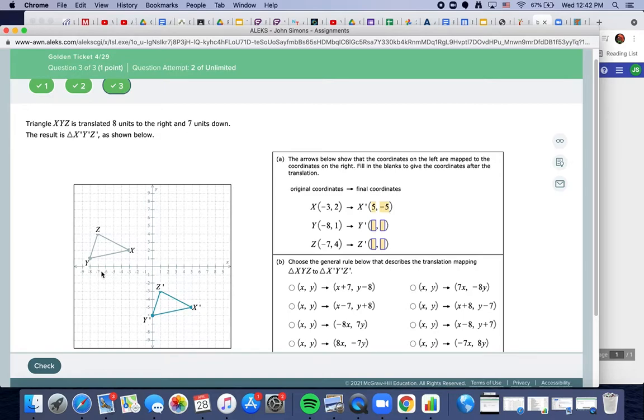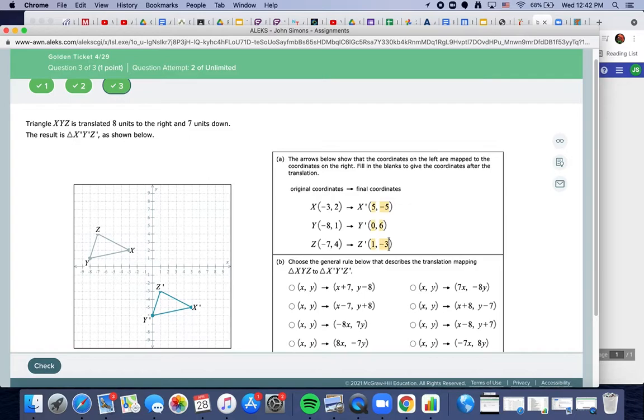All right, Y starts at -8, and winds up, it looks like here we're at 0 for my X coordinate. And then my Y coordinate is 1, 2, 3, 4, 5, 6 units down. So 6. All right, and then Z, you're over here, right? -7, you're going over to 1. So 1 is positive because we are to the right of the Y axis. So +1, and then we're going from 4, and it looks like we're going down to -3.